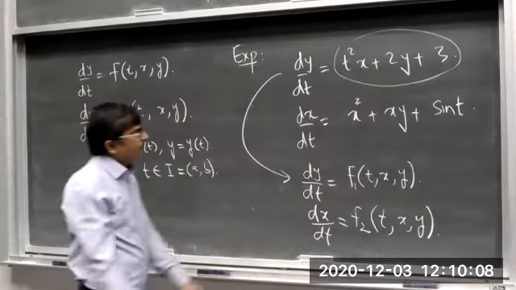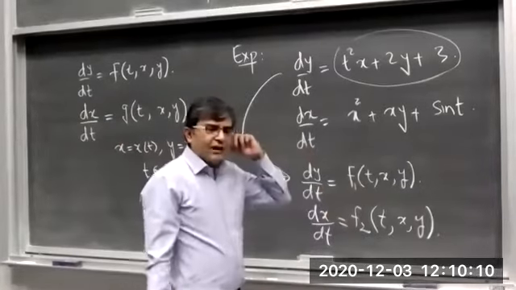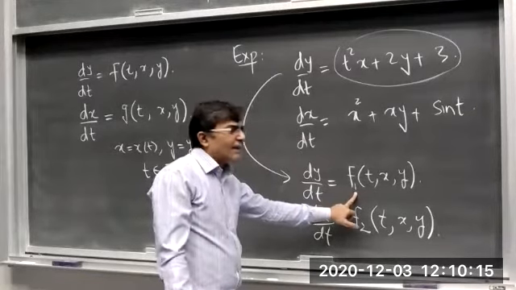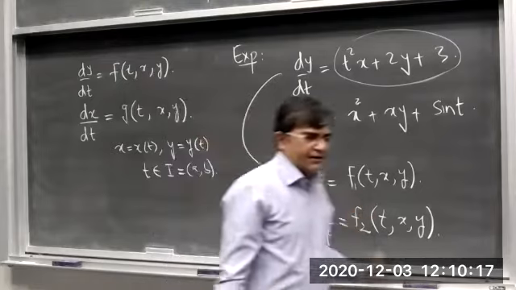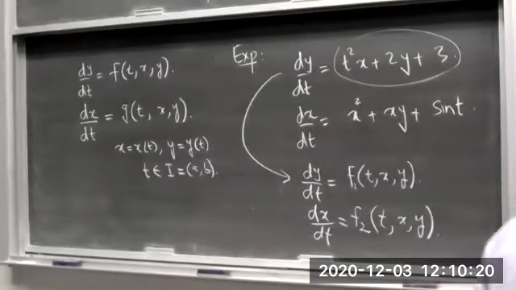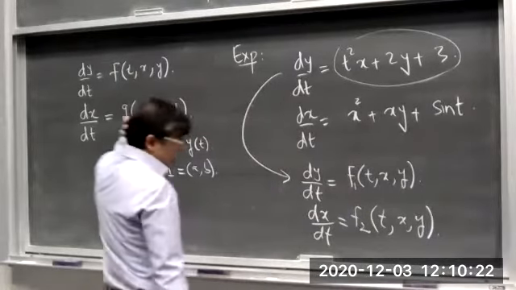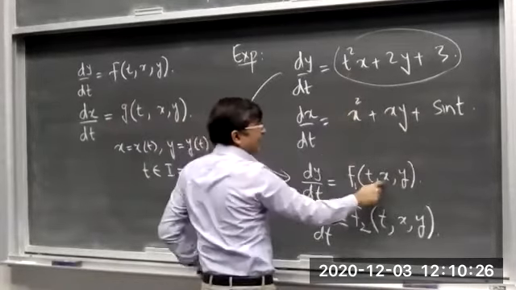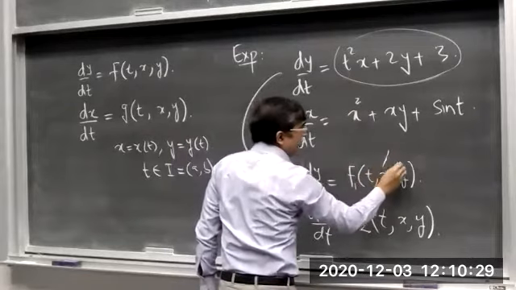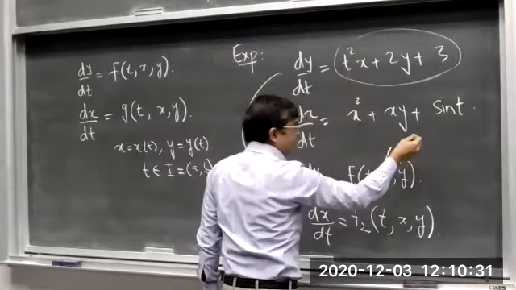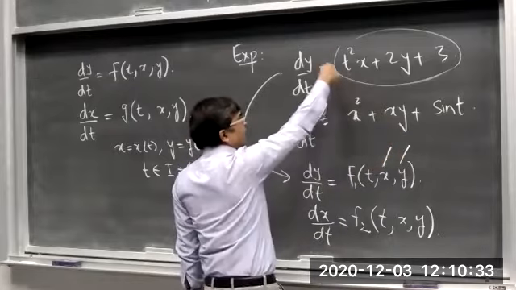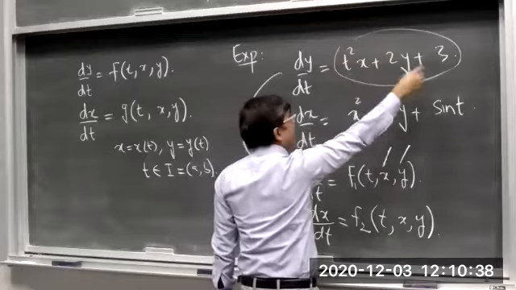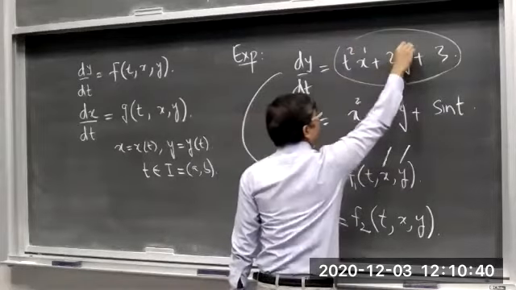Now you can see that f1, this function, could be a linear function as well as a non-linear function of x, y, and t. So f1 here in this case is linear in x and y. It is linear in x and y because x and y are dependent variables. So we need to see whether this function is linear in x and y or not. It is linear because here we have x power 1, y power 1.